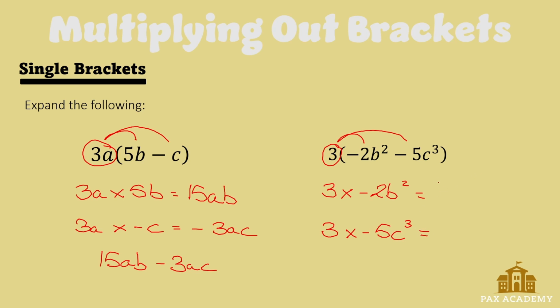So 3 times minus 2b squared is equal to minus 6b squared. And then 3 times minus 5c cube is minus 15c cube. And putting them together, we get minus 6b squared minus 15c cube. Okay, so this is how you expand single brackets.